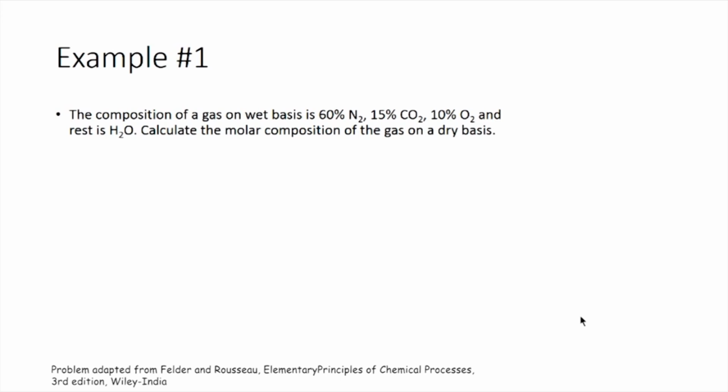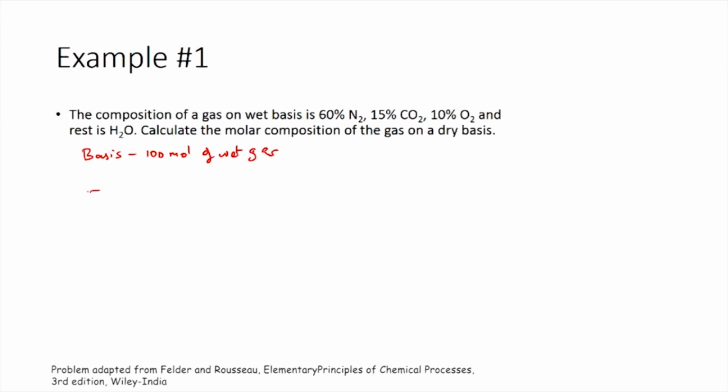How would we go about performing this calculation? The first thing we need to do is calculate the number of moles of each component, so that we can ignore the number of moles of water to get the dry basis. So, for this we will assume a basis for the composition which has been given to us. Let us assume 100 moles of wet gas is present. So, the basis would be 100 moles of wet gas.